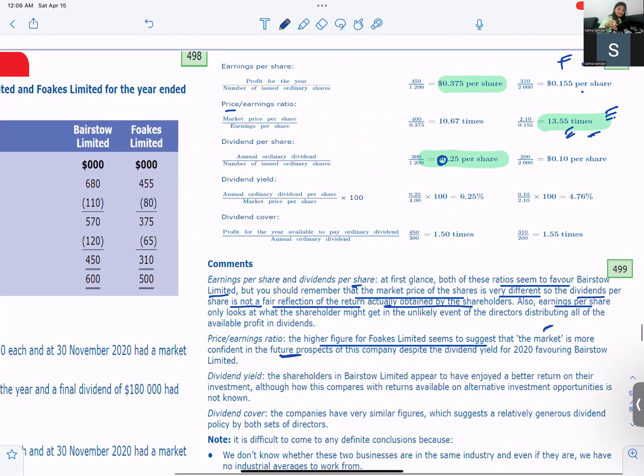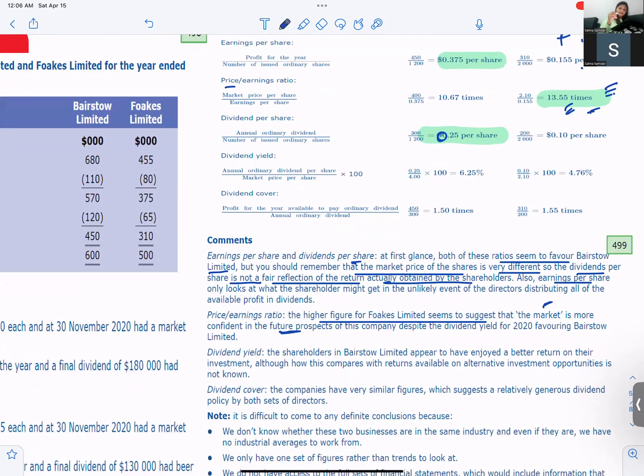Okay, the dividend yield ratio. Let's see about the dividend yield ratio. The dividend yield ratio is higher for Bear Stock. If you see, the shareholders have enjoyed a better return on their investment. Although how it compares with the return available with alternative investment opportunities in the market is not known. I can only compare it with Folks, the return that I am getting. But you also have to compare it with other investments to give a better opinion.